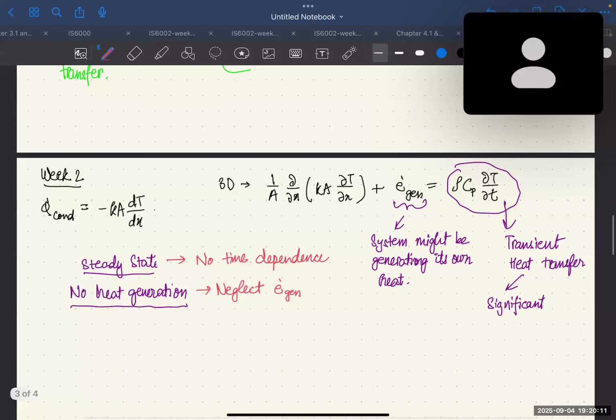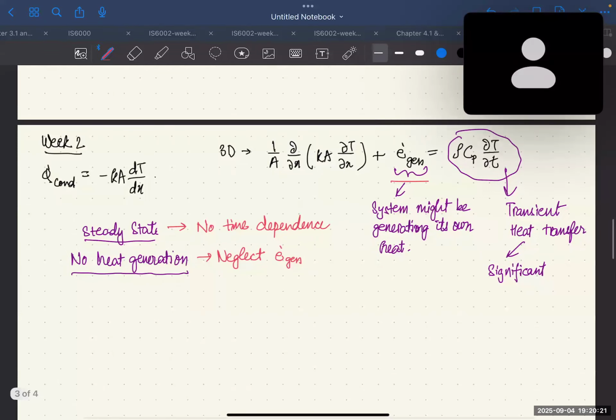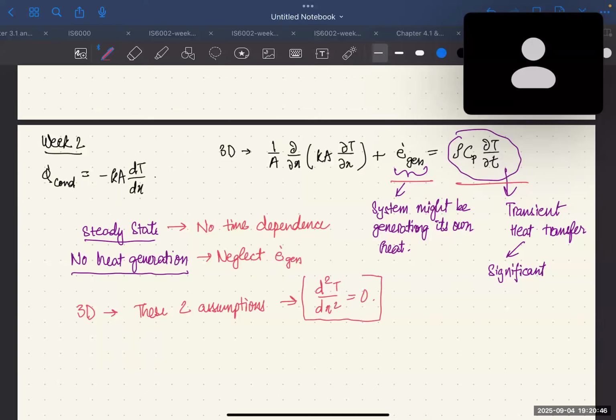And then we came to week two, in which we discussed the 3D form of Fourier's law. Assuming steady state and no heat generation, we can neglect two terms, this term and this term. So what comes to us in 3D with these two assumptions is d square T over dx square equals 0. This is the usual Fourier's law, assuming steady state and no heat generation.